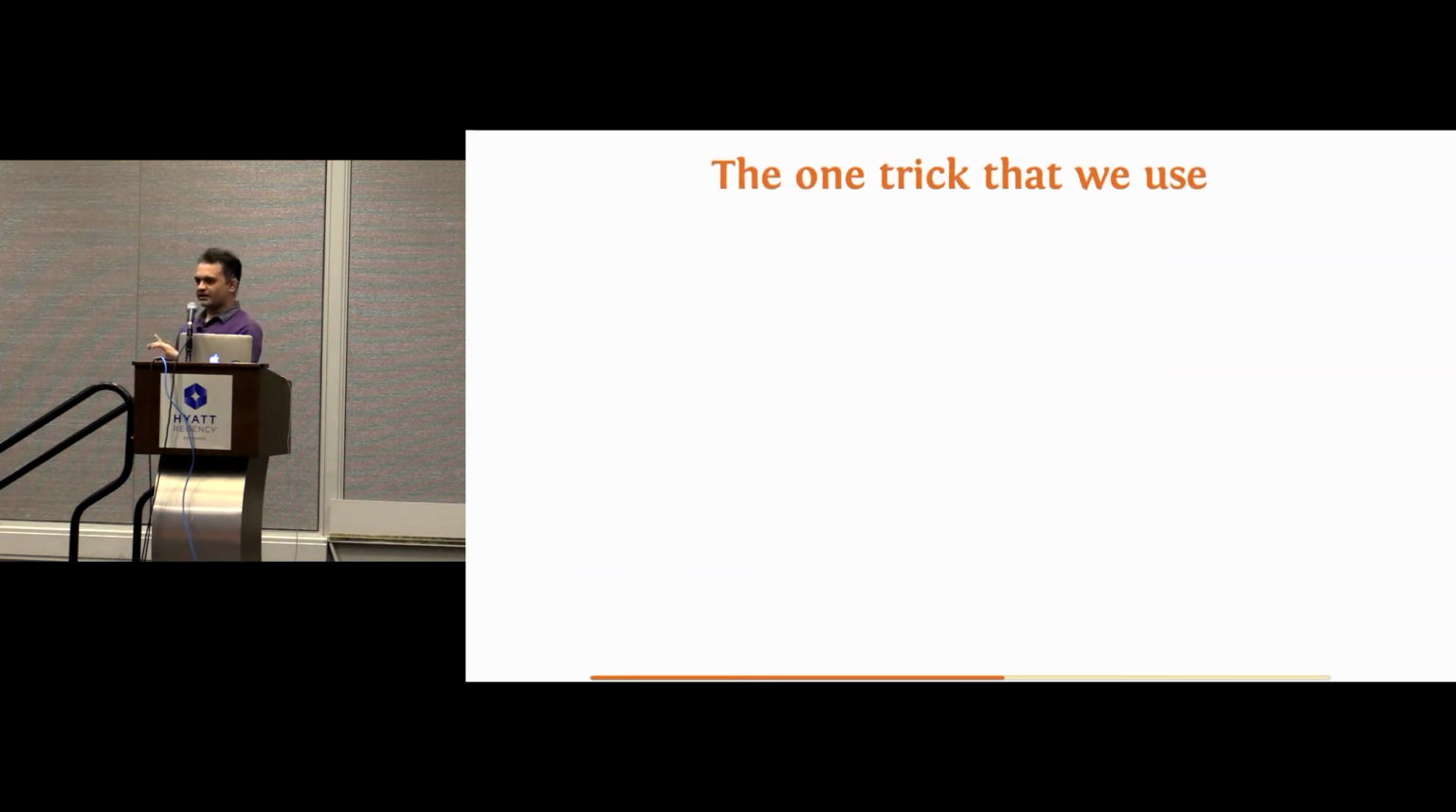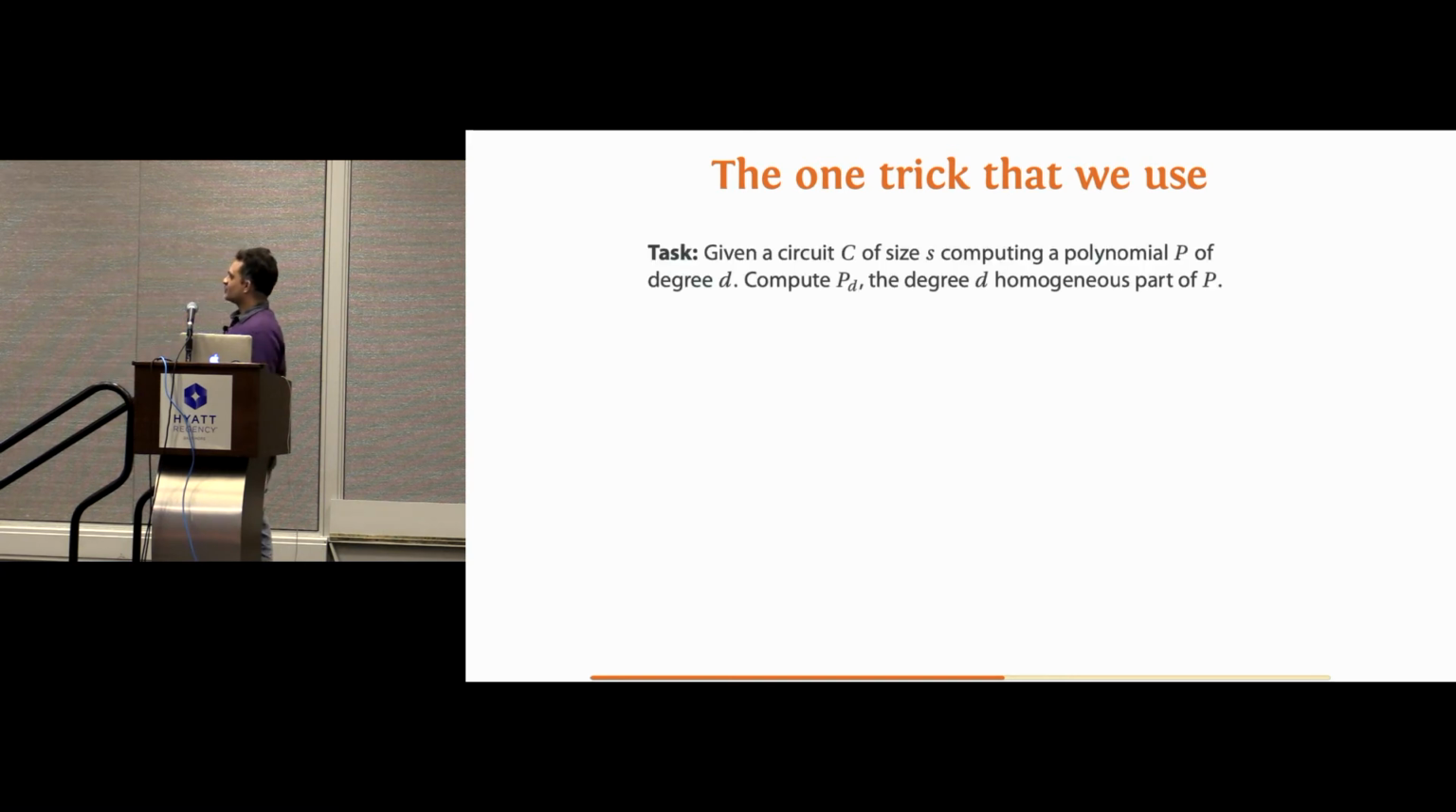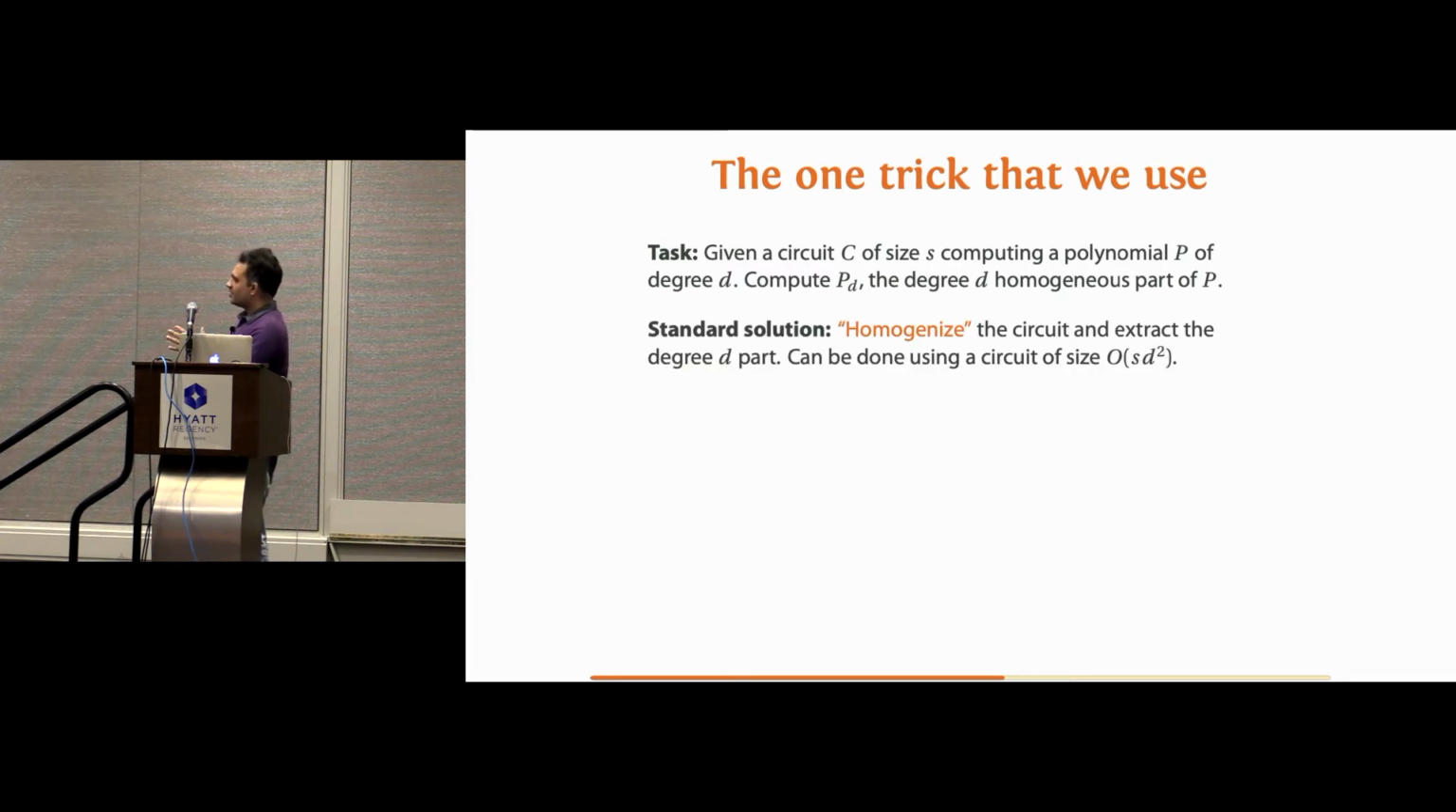There's only one trick about the border that we'll ever have to use. So I'll just state that. Suppose I give you a circuit of size s that computes a polynomial, and we care about the highest degree homogeneous component. There's a standard trick that lets you extract the homogeneous component with a small blow-up. But in the border, you can do this without any blow-up.